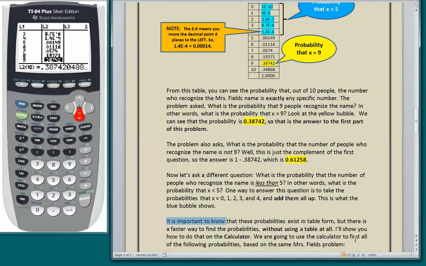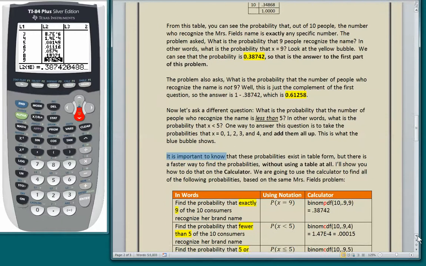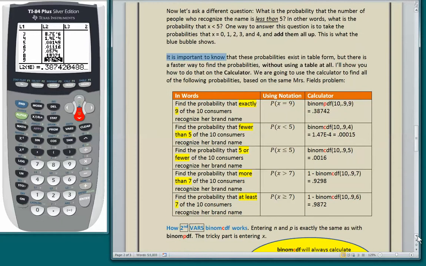We're going to use the calculator to solve all of the following problems based on the same Mrs. Fields problem. So here are all these problems we're going to be solving. There are five different problems. Find the probability that exactly 9 of the 10 consumers recognize her brand name. Find the probability that fewer than 5 recognize the name. Find the probability that 5 or fewer recognize the name.